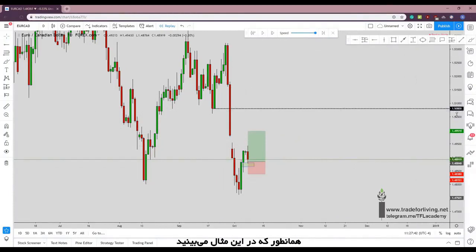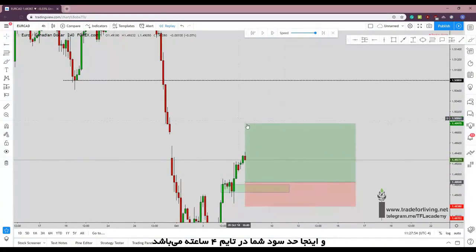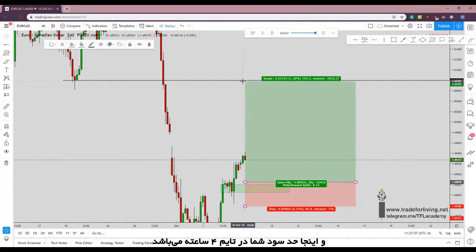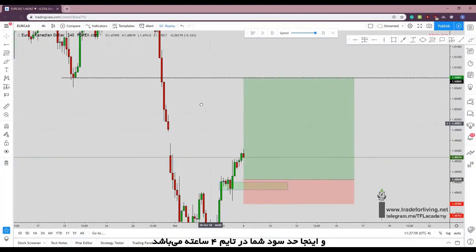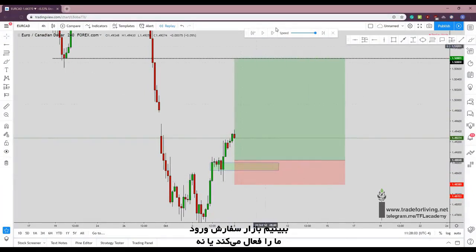And as you can see, in this particular case, when you put your horizontal ray on the close, so on the bodies, you get exactly 1.5080. So that will be your take profit on the 4-hour time frame, your take profit for your trade, basically. So as you see, we are getting a 1 to 4 to our take profit.